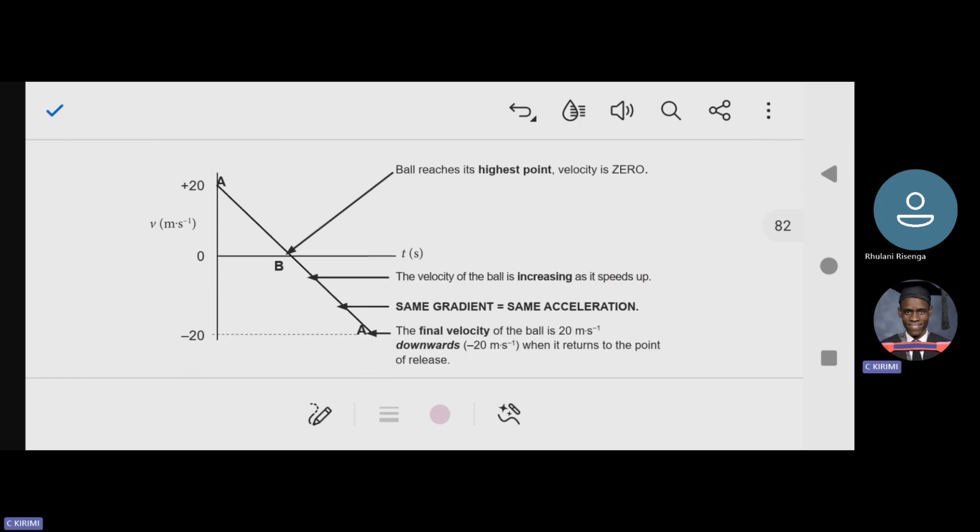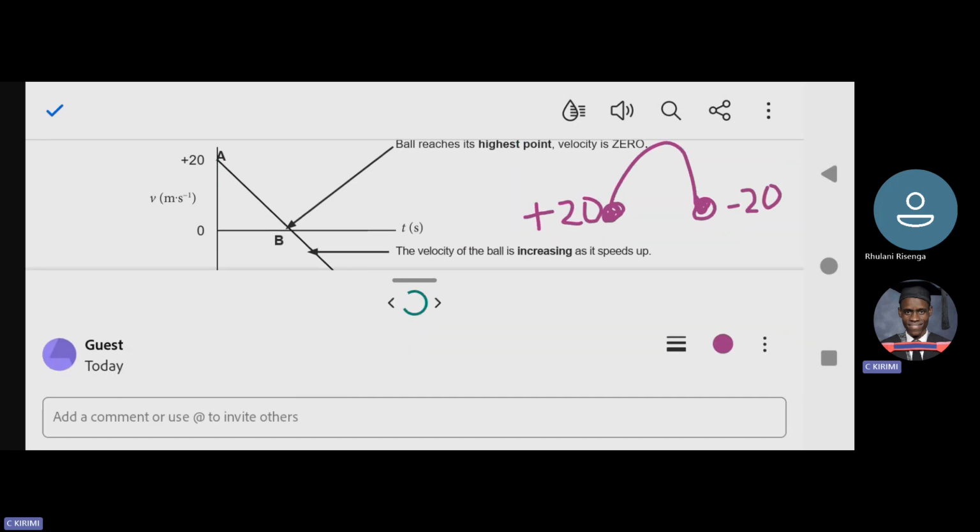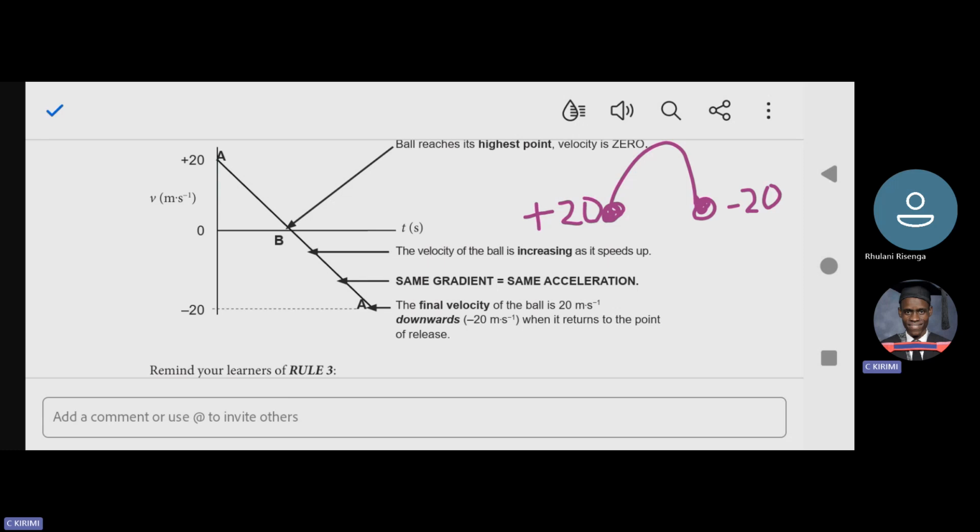Okay, so this one, dropping, reached the same point where it started from. When it returns to the same position, it starts with a positive 20 and returns back with a negative 20. So this will be positive 20 meters per second, and this one negative 20 meters per second in the negative direction. When it reaches the maximum height, the velocity there is 0.